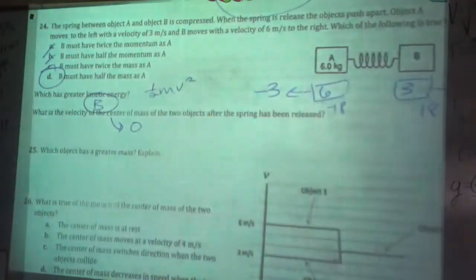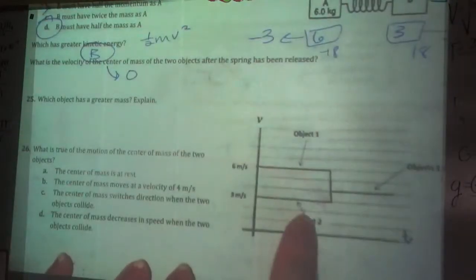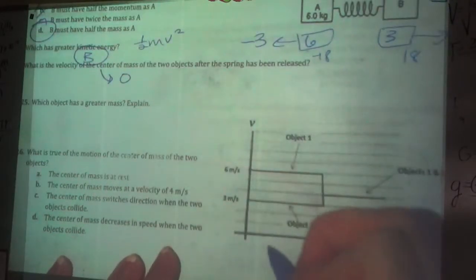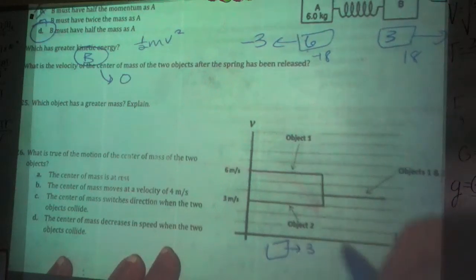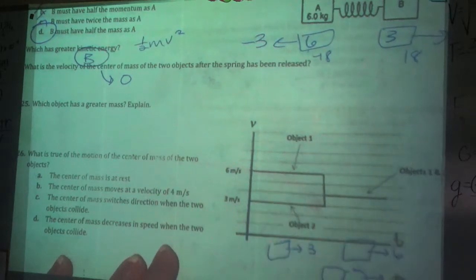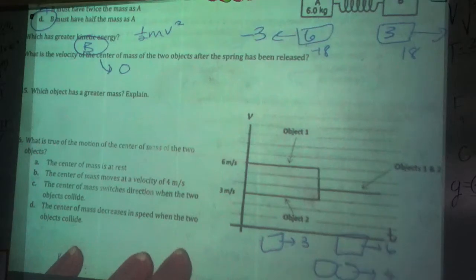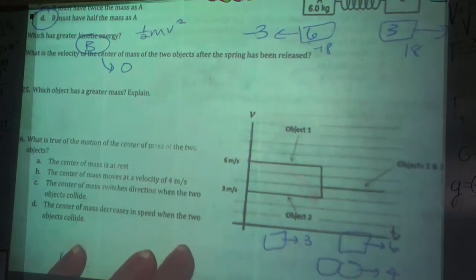25 goes with this graph, by the way. So I didn't write a description. You've got object 1 and object 2. Object 2 is going at 3 meters per second, object 1 is going at 6 meters per second, and then they stick together, and now they are both going at 4 meters per second. And I want to know which one has a greater momentum, or greater mass, and to explain.